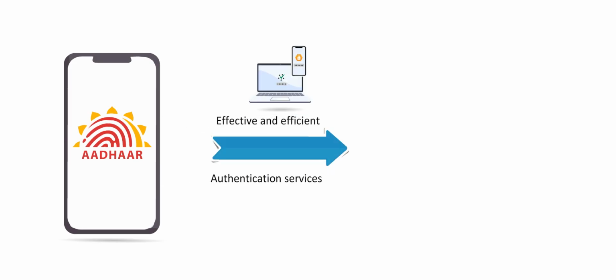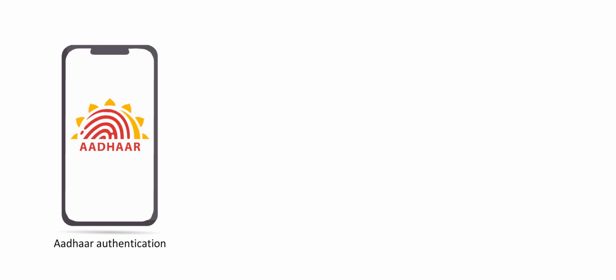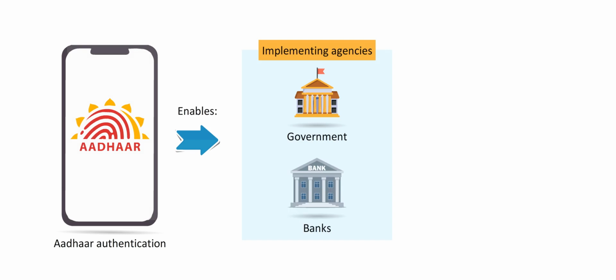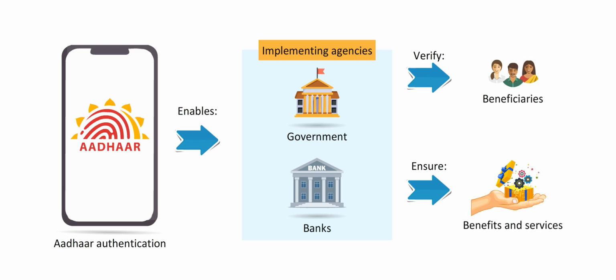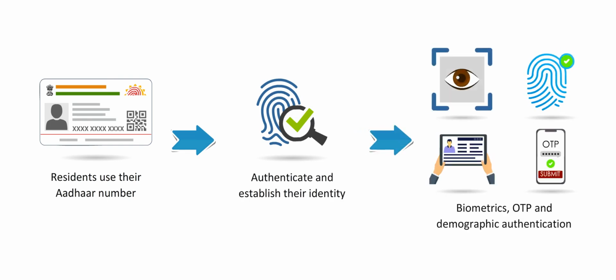Aadhaar provides effective and efficient authentication services for residents to authenticate anytime, anywhere. Aadhaar authentication enables implementing agencies, including government, banks, and so on, to verify beneficiaries and ensure targeted delivery of benefits and services. Residents can use their Aadhaar number to authenticate and establish their identity through various modes, such as biometrics like fingerprints and iris, OTP, and demographic authentication.